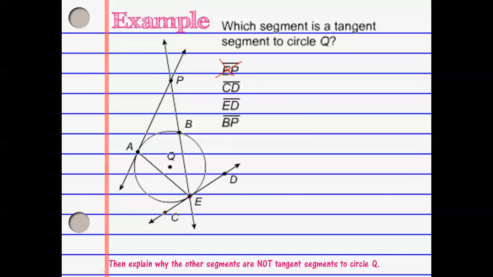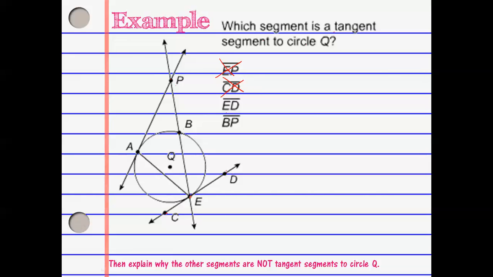Now let's look at CD. CD is a tangent line, right? It only touches at one point. But remember, a tangent segment has to touch the circle. One of the points has to be touching the circle. Since it's CD, we can't say that one of the endpoints is touching the circle. Neither one of the endpoints is touching the circle.